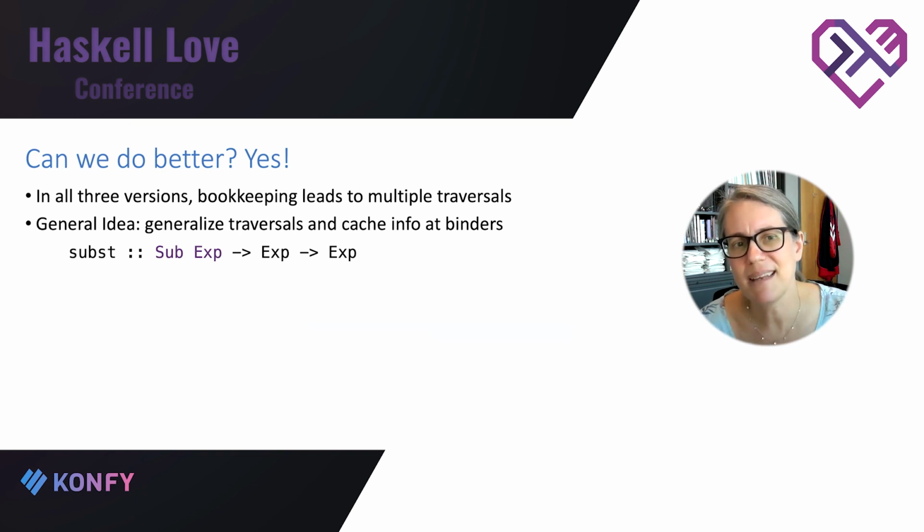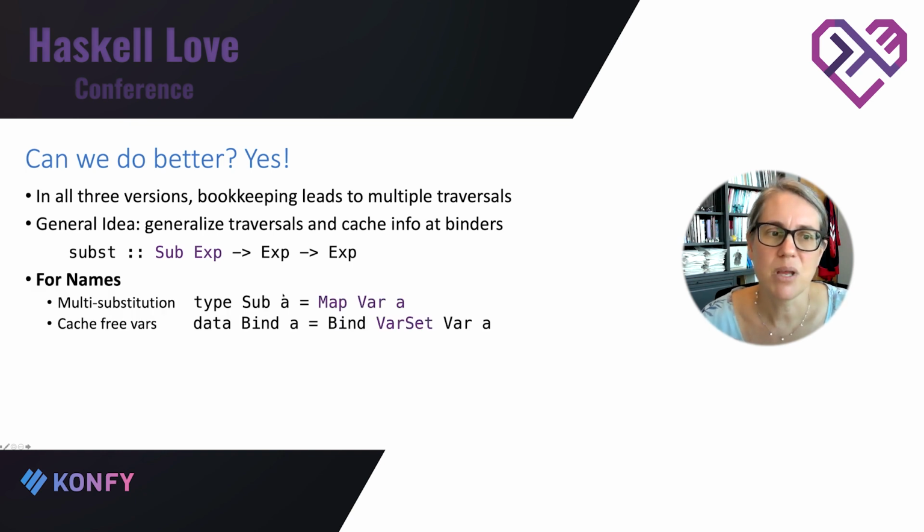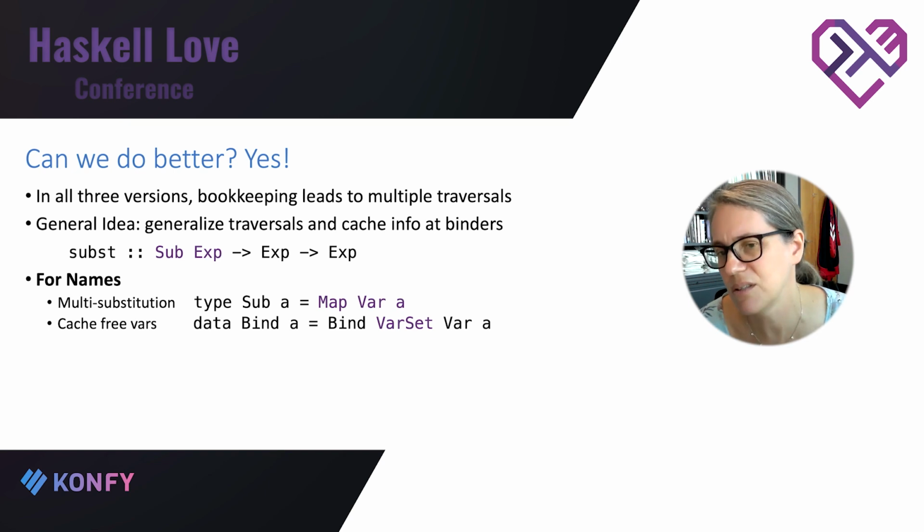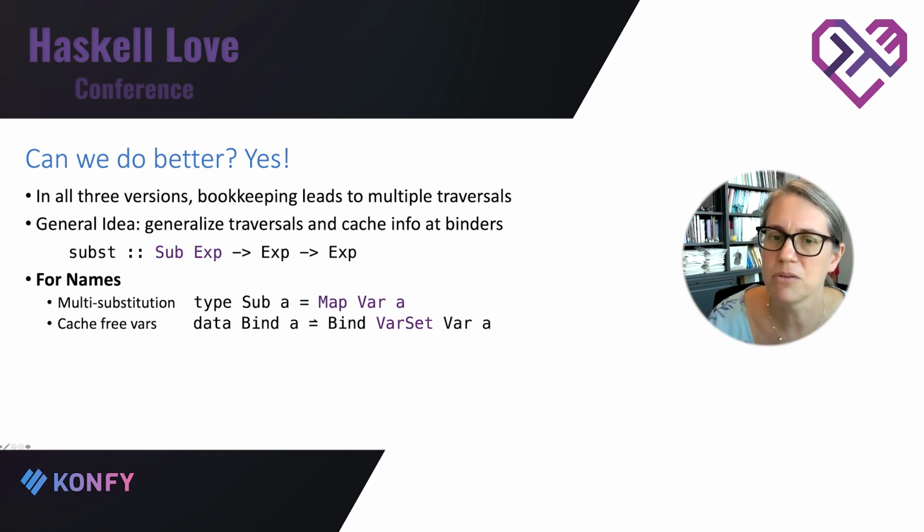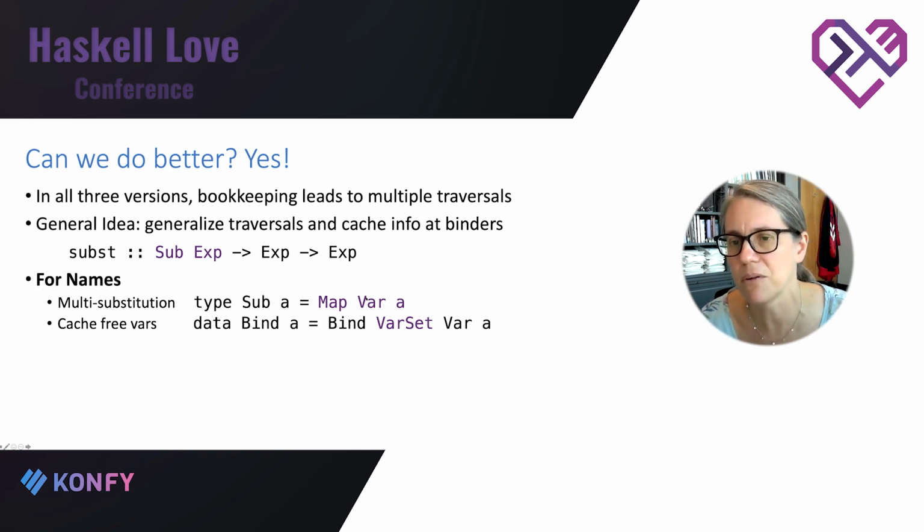So we'll have some idea of a substitution as a type. This is the type of substitutions, and this is going to be a multi-substitution. It's going to substitute for multiple variables inside of this expression, right? And if we're working with names, for our multi-substitution, let's use a finite map, maybe some Data.Map or Data.IntMap, a map from variable names to expressions.